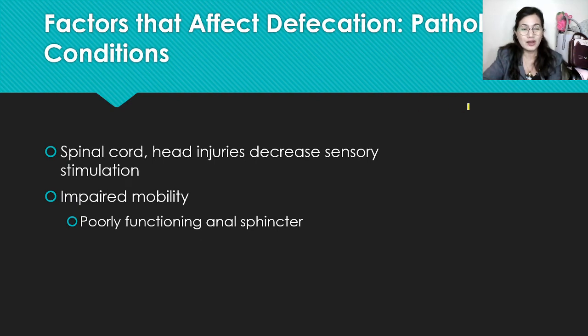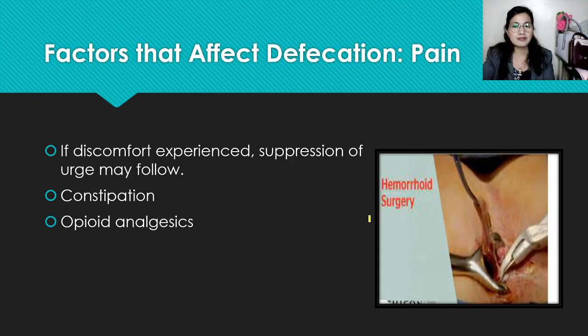For the pathologic conditions, spinal cord and head injury decrease sensory stimulation and impair mobility. This can result in a poorly functioning anal sphincter. If there's pain or discomfort experienced, then there could be suppression of the urge to defecate. Also, opioid analgesics can cause, again, constipation.